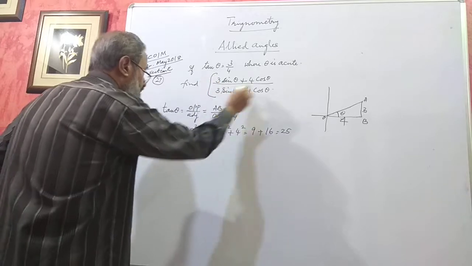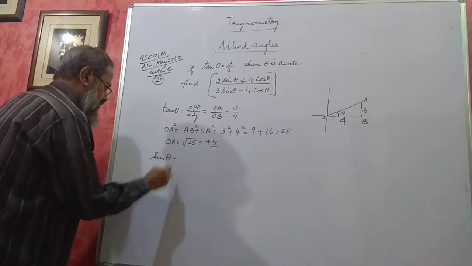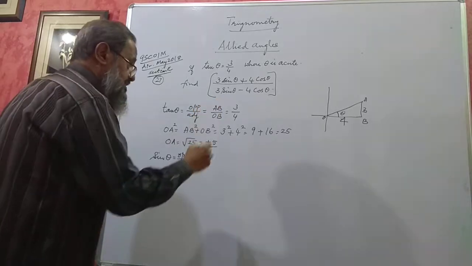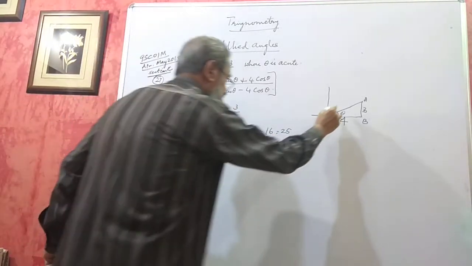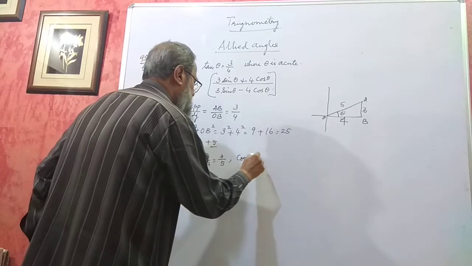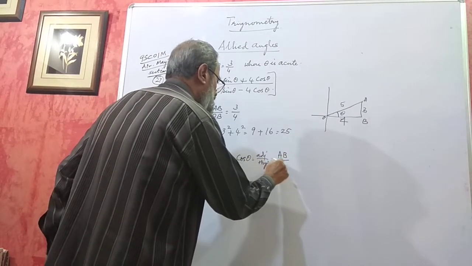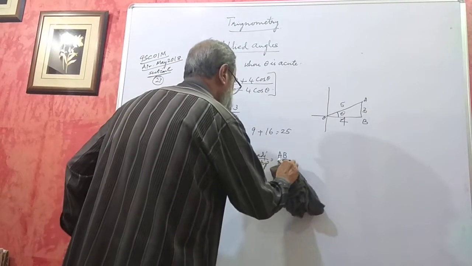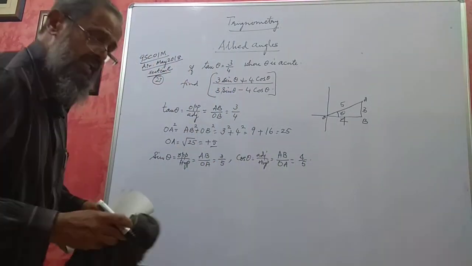Now, to know the value of this function, I must know the value of sine theta and cos theta. Sine theta I know is opposite by hypotenuse. That is, opposite is AB, AB by OA, that is 3 by 5. This I have got as 5. And cos theta is adjacent by hypotenuse, that is OB by OA, that is 4 by 5. Cos is 4 by 5 and sine is 3 by 5.